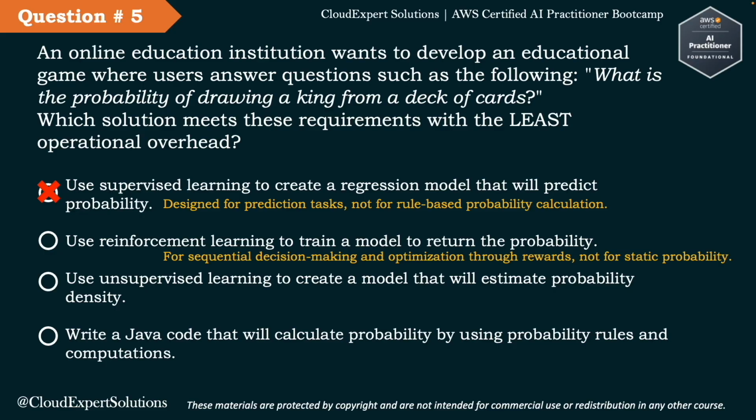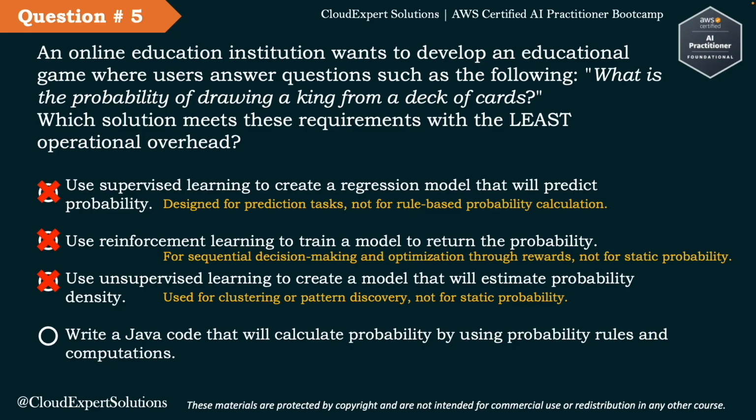This option will be highly inefficient for this use case. That is why this is not a correct option. Option number 3, use unsupervised learning to create a model that will estimate probability density. Unsupervised learning is not for calculating probabilities from well-defined scenarios like card draws and others. That is why this approach does not provide a least operational overhead solution. Hence, this is not correct.